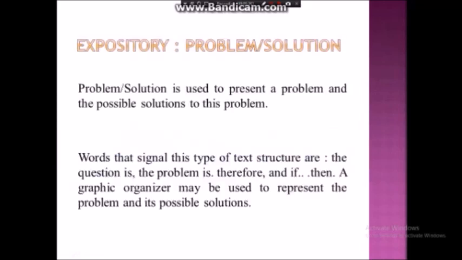The next expository text we talk about is problem solution. Problem solution is used to present a problem and the possible solutions to the problem. The transition signals of this text structure are: the question is, the problem is, therefore, and if followed by then. A graphic organizer may be used to represent the problem and its possible solution.